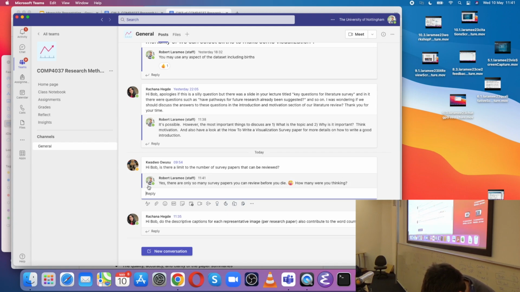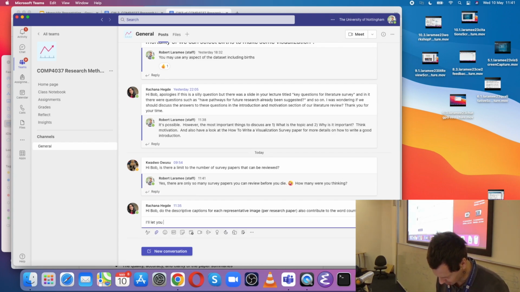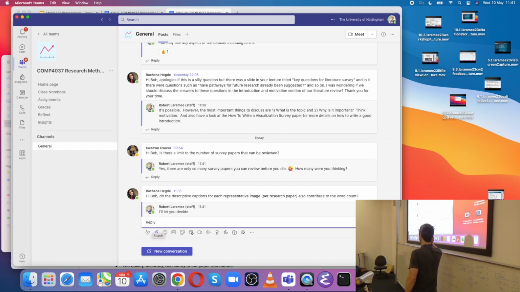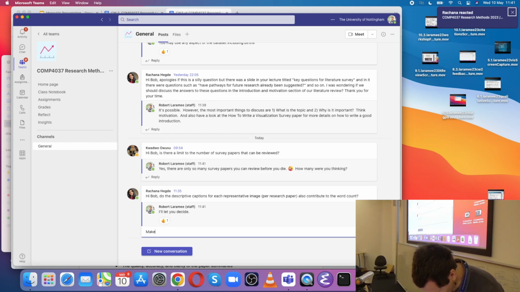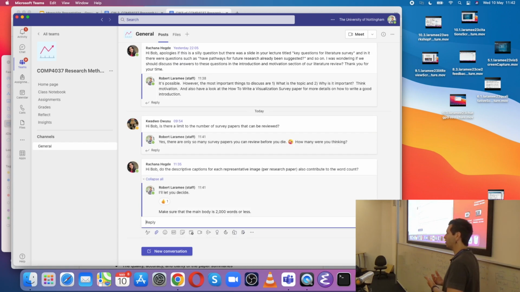Okay. How about, do the description captions for each representative paper also count toward the word count? I didn't think about this. How about this? I'll let you decide. How's that? I don't really care that much about that. But do make sure that the main body is 2,000 words or less. Yeah, I know that could be challenging for some people, but that's part of the exercise.